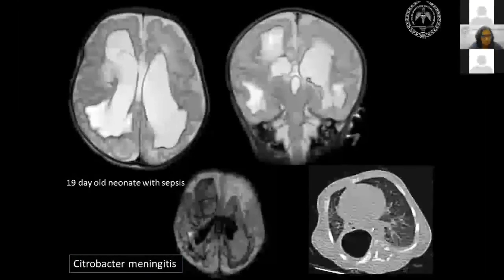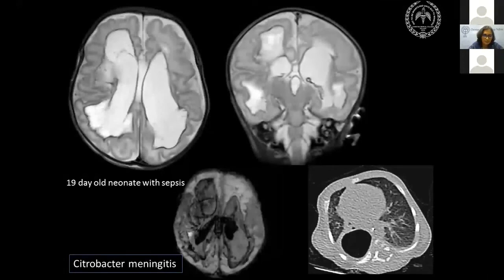This was a 19-day-old neonate with sepsis. And what we see here is extensive cystic areas in the periventricular white matter, which are lined by hemosiderin, as seen on the SWI image. This was a case of Citrobacter meningitis.